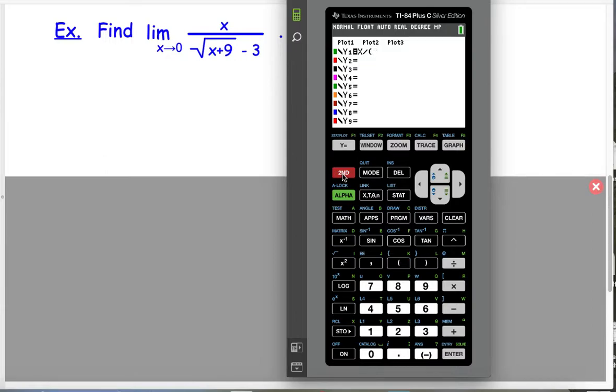So the square root of x plus 9, get outside the square root, and then a minus 3, and then close my parentheses. Now when I hit graph, I'm trying to find the limit as x approaches 0. So if I hit trace, you can see at 0, y is not defined, which we know because we get 0 over 0 when we tried to plug it in.